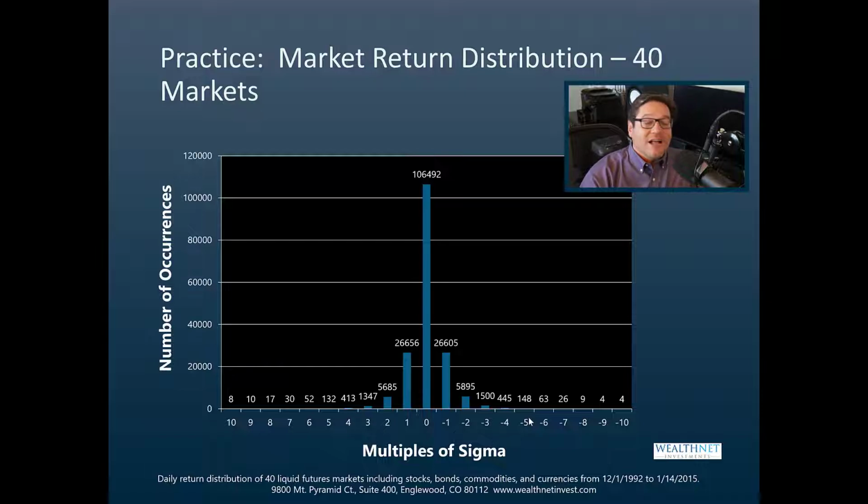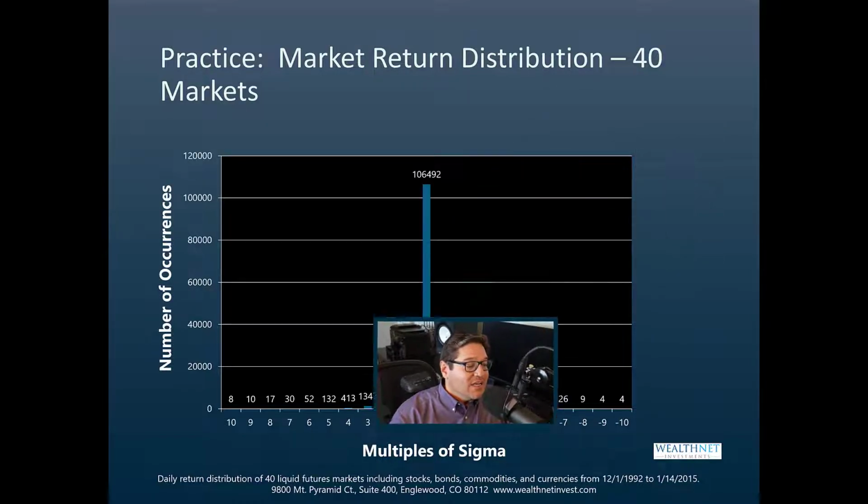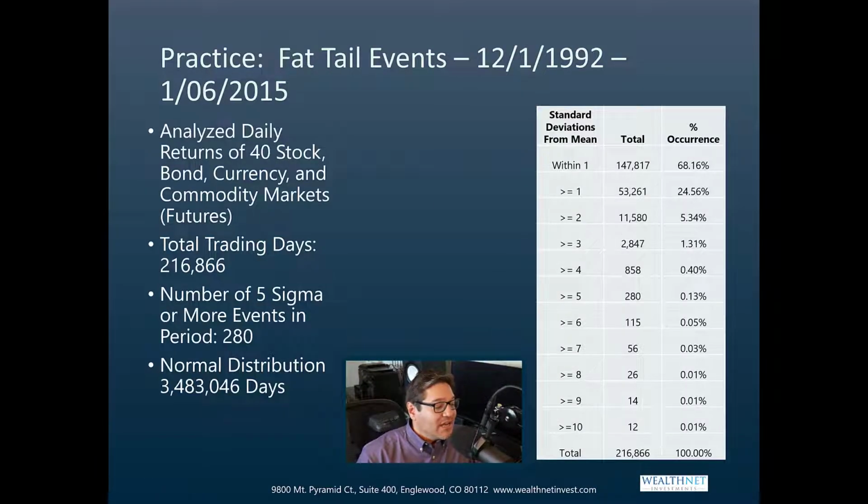So that's really the main point I wanted to make here: we have these fat tails. If you look at the data, these 40 markets, you can see that greater than 5 standard deviations is 0.13%. That's really something that we want to keep in mind, okay? And that's what I'm heading towards.